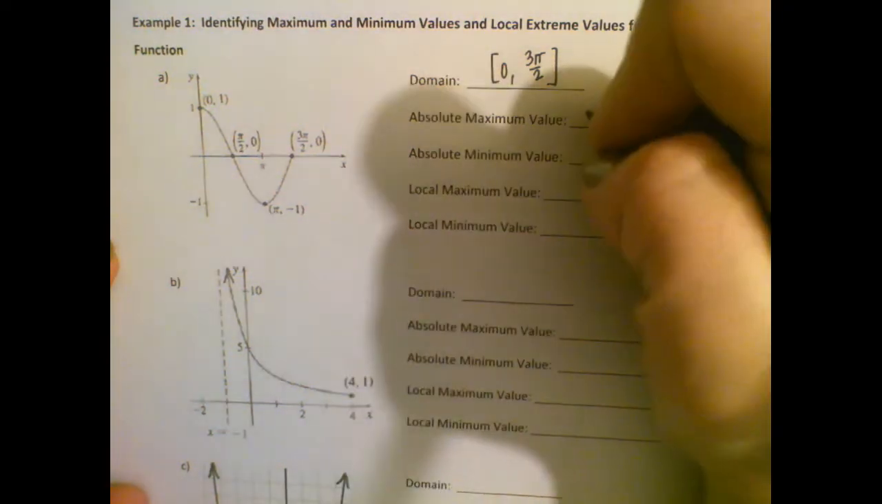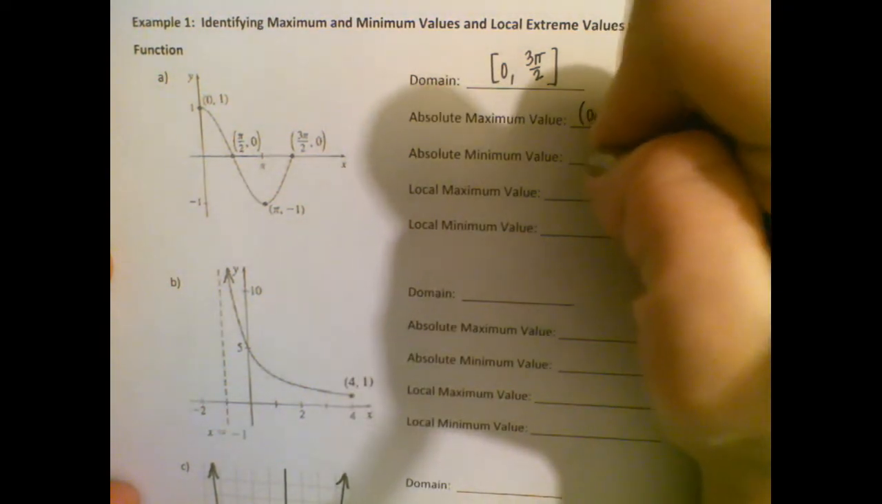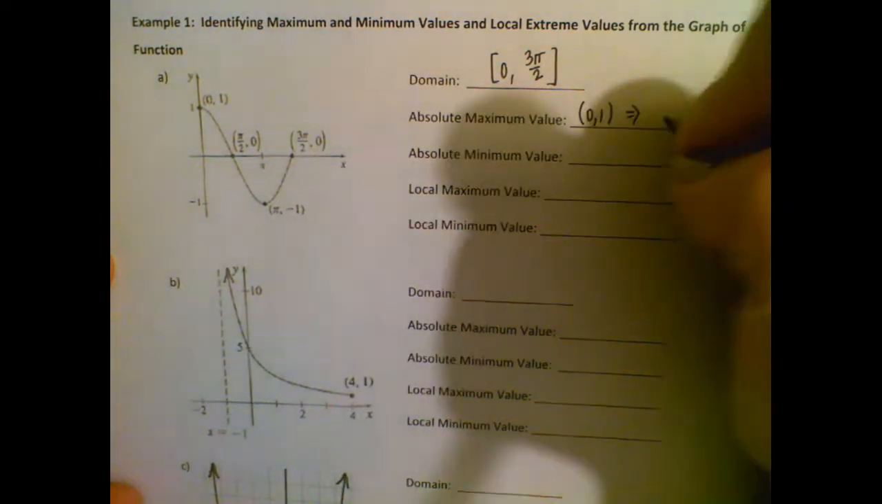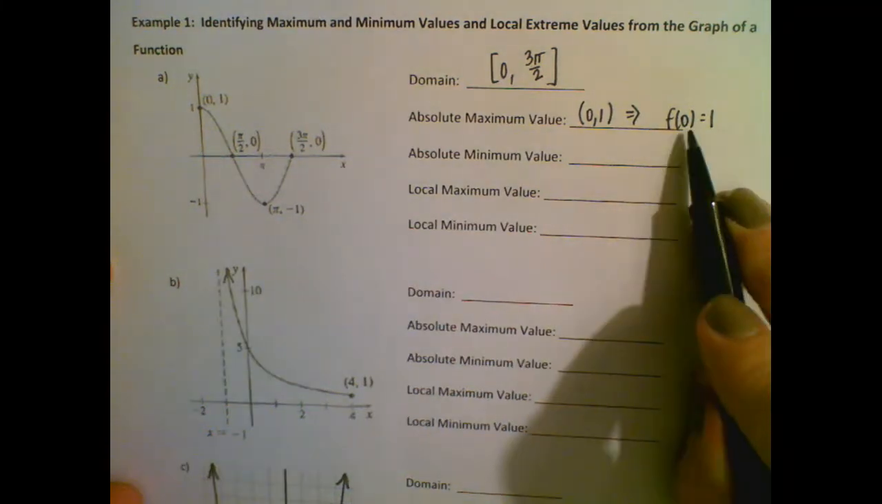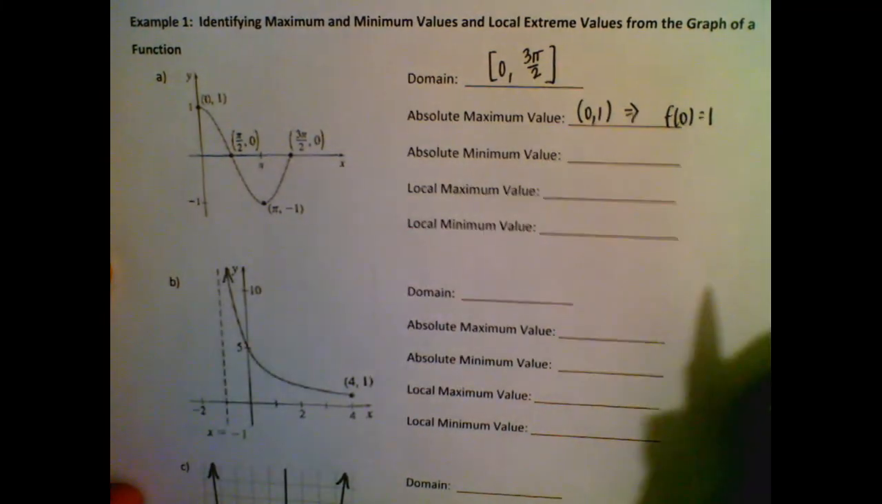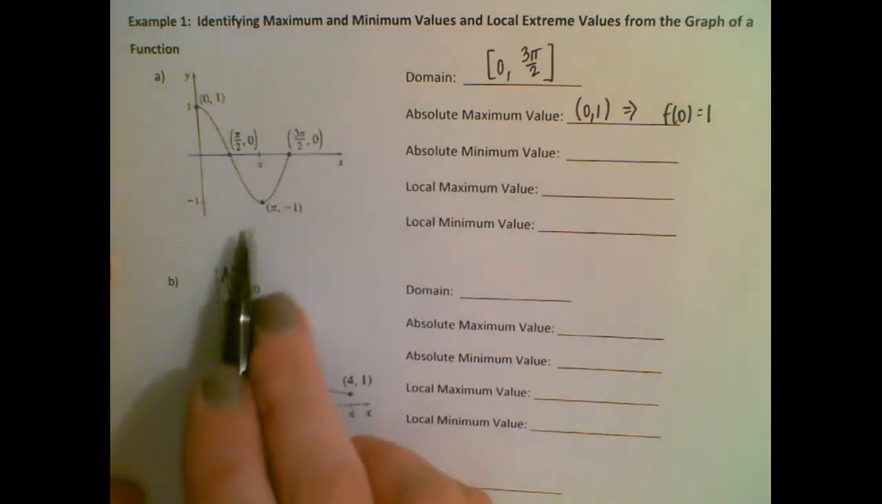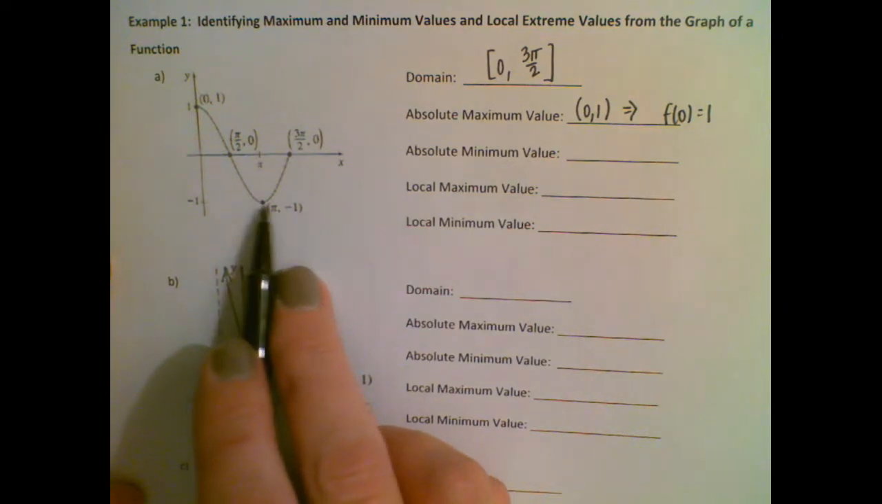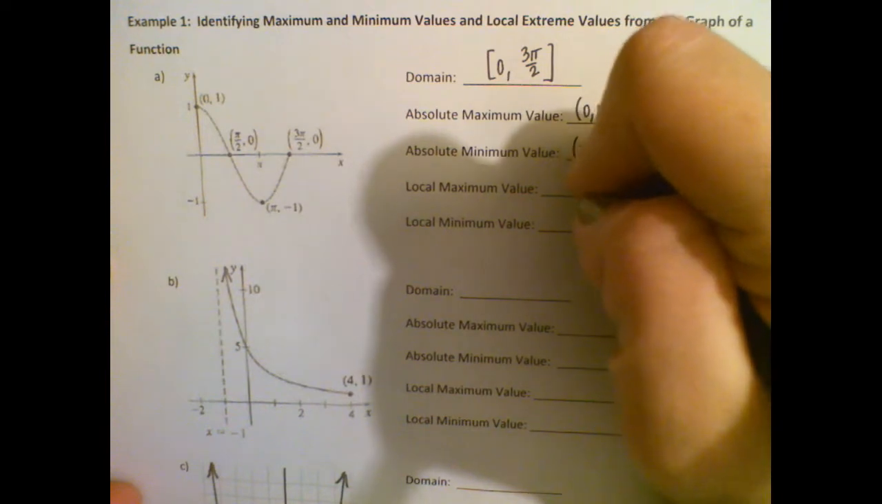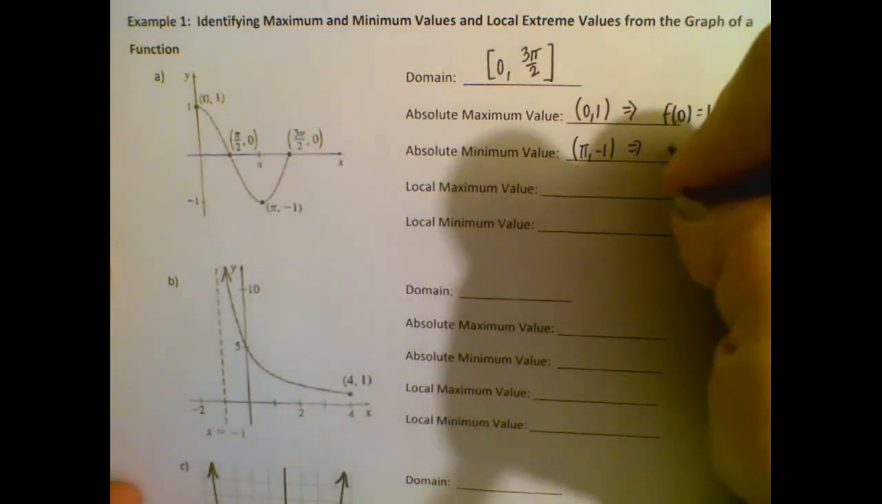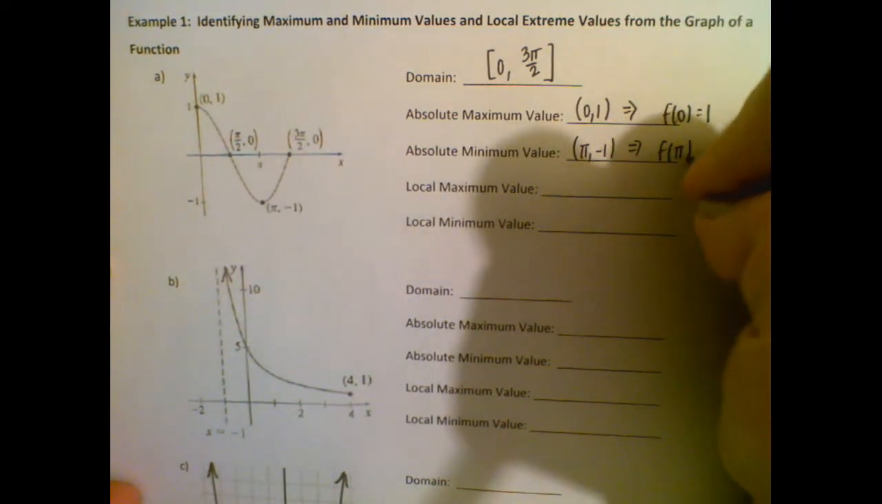So the way that we would write that, we would generally write that as a point, like 0, 1. But in calculus, the way that we would write that would be f of 0 is equal to 1. So it's telling us that at the x value of 0, our y value is 1. We also have an absolute minimum value down here. That's our lowest point on our graph. And we would say that that would be at the point pi, negative 1. But again, with my notation, I'm going to write this as f of pi is equal to negative 1.